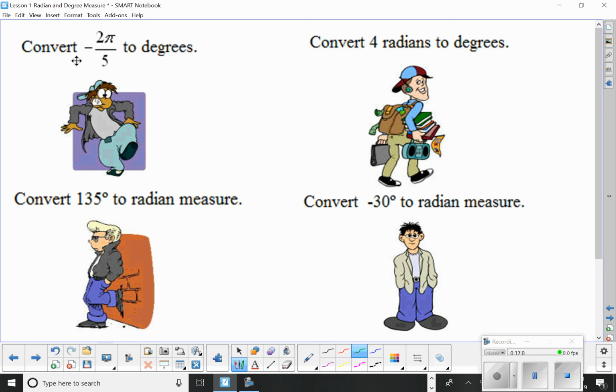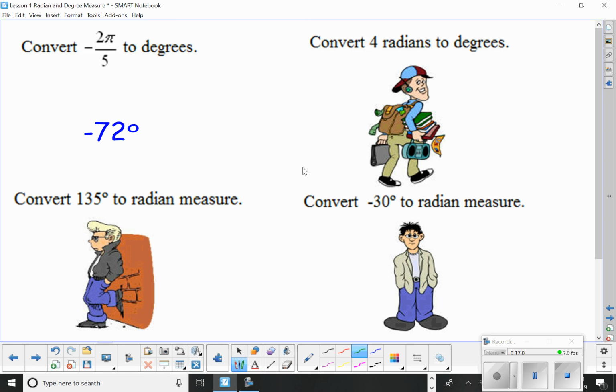Okay, remember that the negative is important because it indicates direction. So all I'm going to do is multiply negative 2 pi over 5 times 180 over pi, and I'm going to get negative 72 degrees.